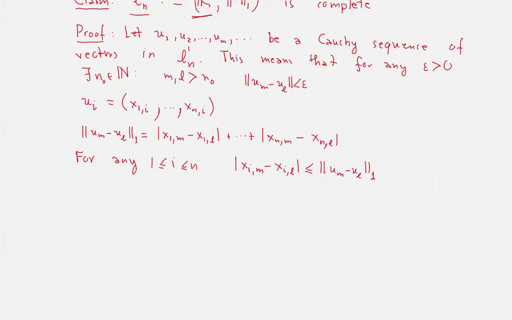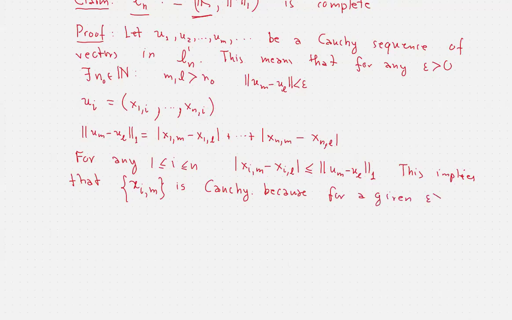that xi,m, this sequence, is Cauchy. Okay, because for a given epsilon greater than 0, the same n naught that works for um will also work for xi,m.